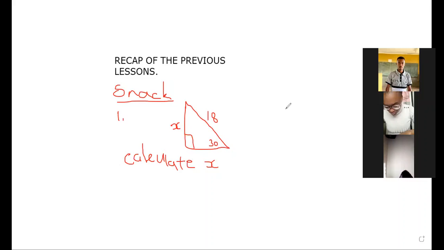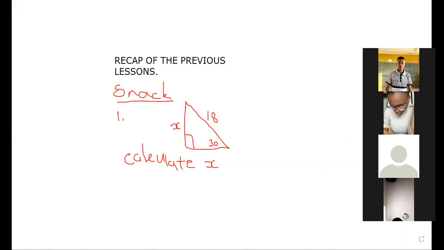While we wait for others, because I'm thinking everybody hasn't joined the meeting yet, meanwhile we can do this question. Redraw the question.